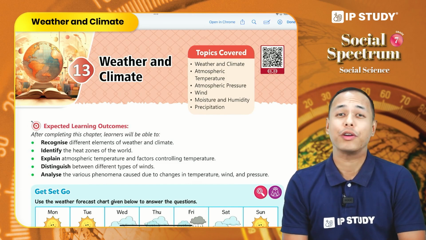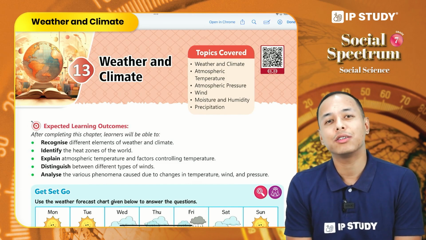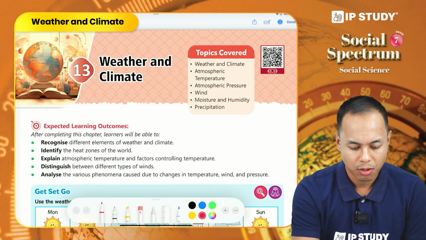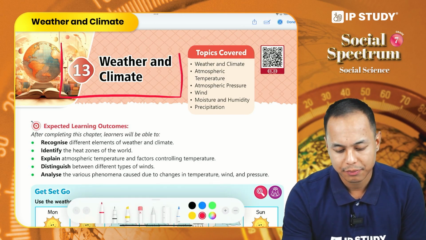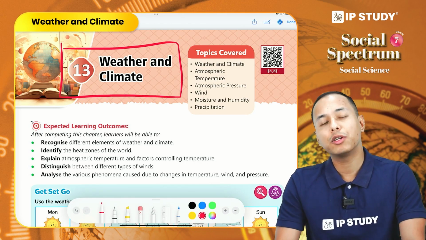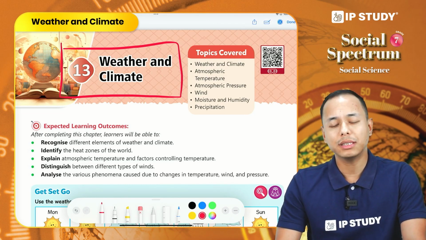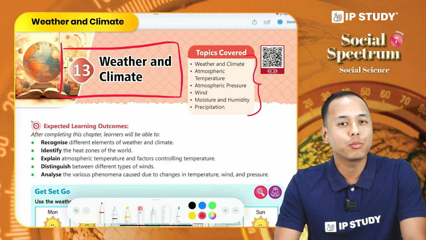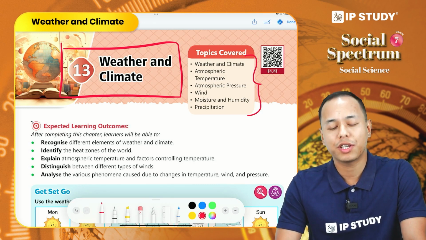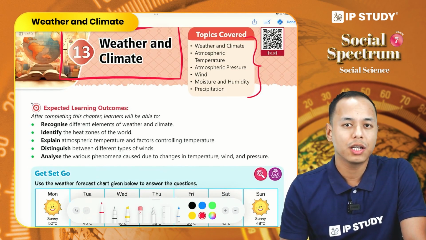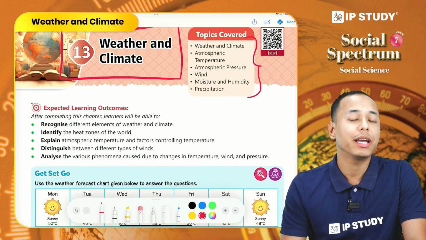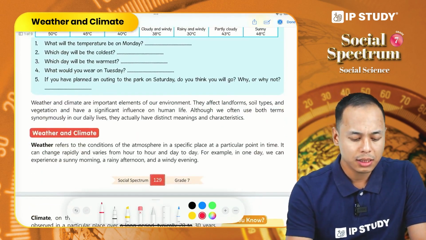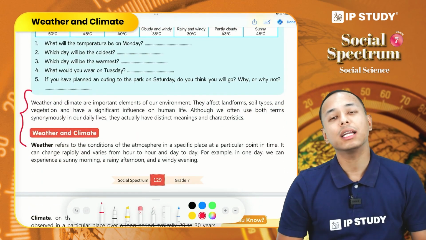Today we are going to discuss chapter 13 from grade 7 social science, and the chapter name is Weather and Climate. In this chapter we will be discussing a few important topics: weather and climate, atmospheric temperature, atmospheric pressure, wind, moisture and humidity, and lastly precipitation. So now let us discuss what weather and climate is.